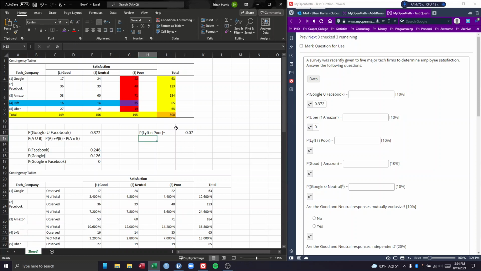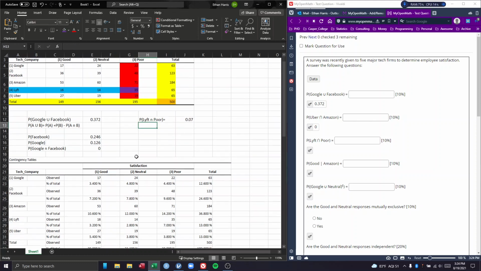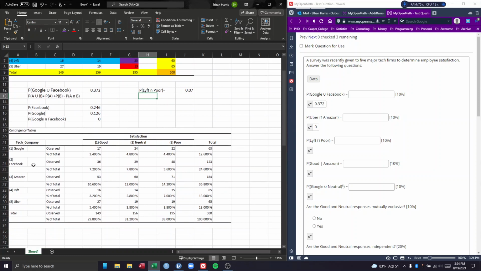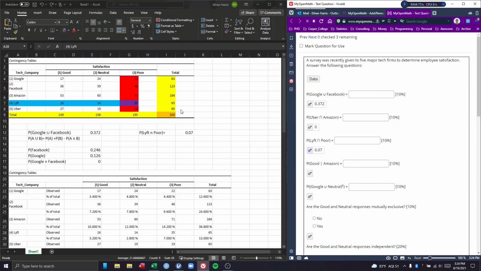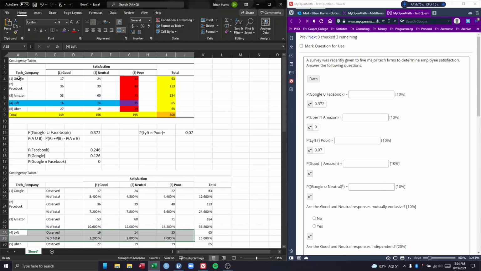But remember, we can also see this intersection down here in this contingency table where we have the individual probabilities of these percentages of the total, where we could look at lift and pour, and we are given, right here, 7%, just like we found. Okay, let's go ahead and do one that's a little bit more complicated. Let's do a conditional probability.